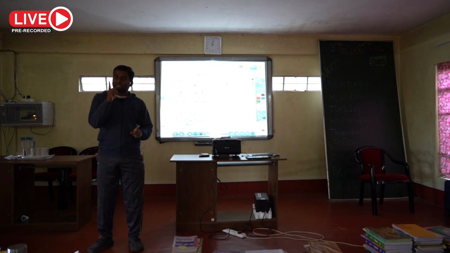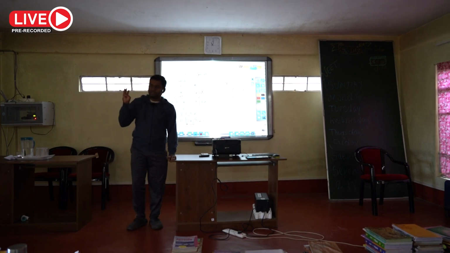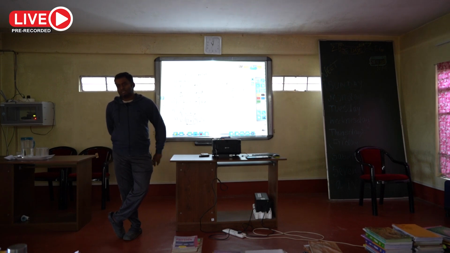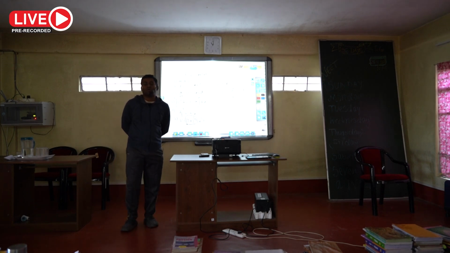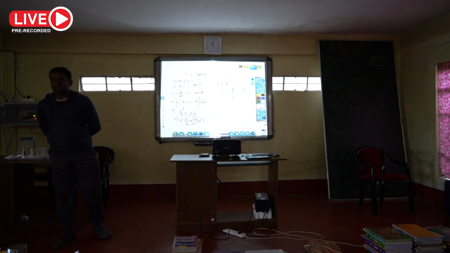But in the first two cases, so there are three types of equilibrium: stable, unstable and neutral. Stable equilibrium, potential energy minimum. Unstable equilibrium, potential energy highest, maximum. And in neutral equilibrium, potential energy is the same at various positions. That is called neutral equilibrium. So when all positions are equilibrium, it is called neutral.